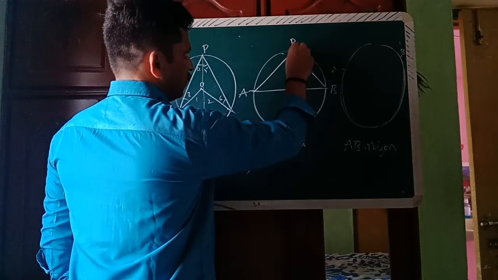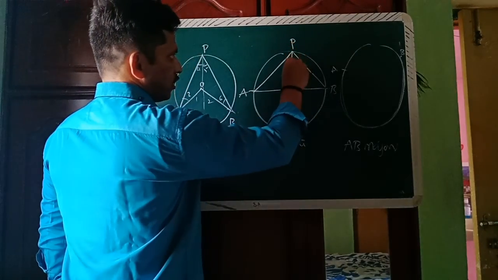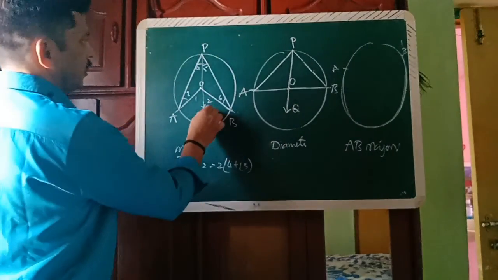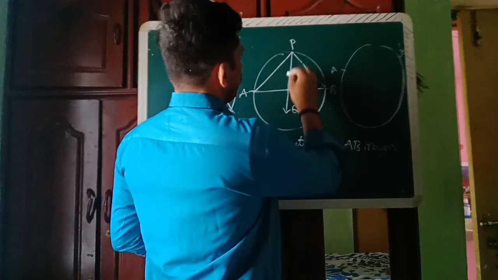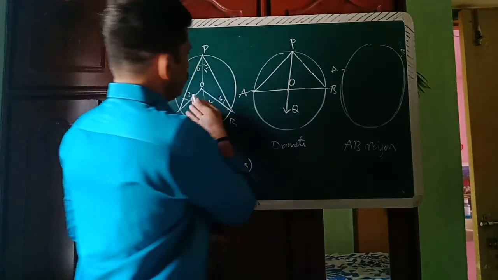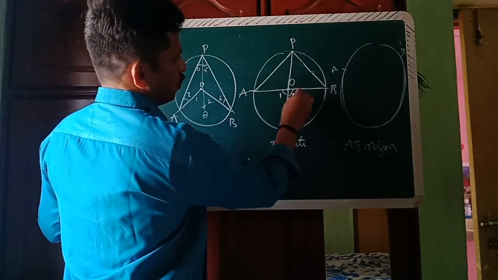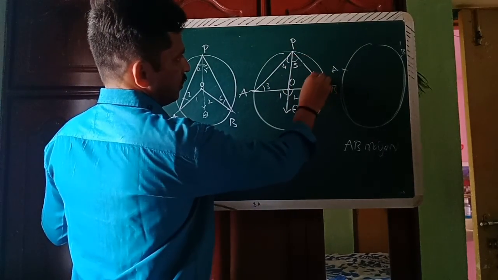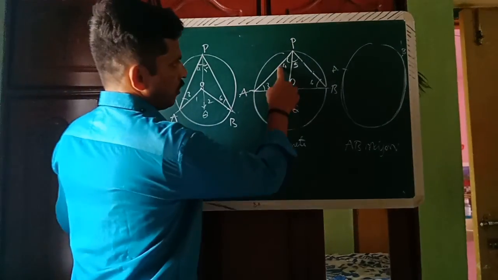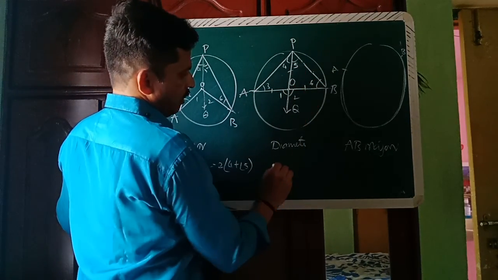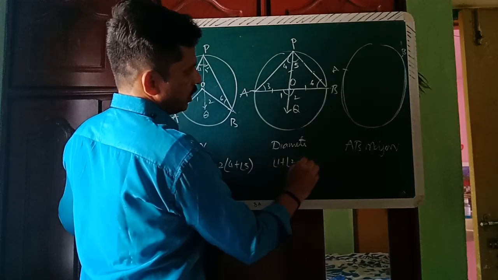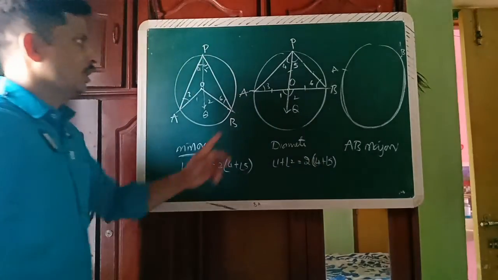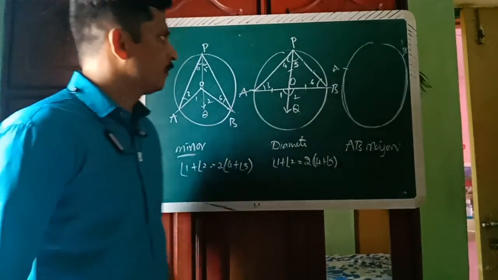So here, before the construction, join OP and extend up to Q. After extending to Q, here also you get the same 1, 2, 3, 4, 5, 6. Apply the same here. These both are radius. What will we write here? Angle 1 plus angle 2 is equal to 2 times angle 4 plus angle 5. Apply the same triangle property.